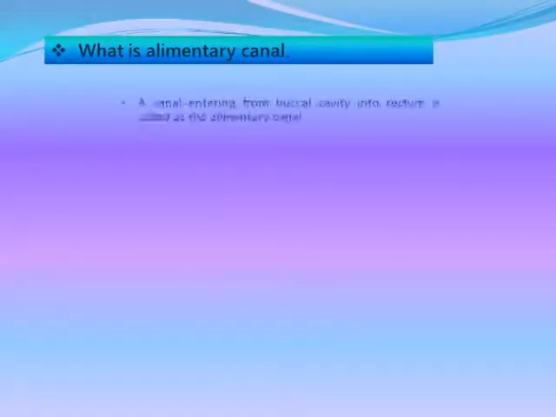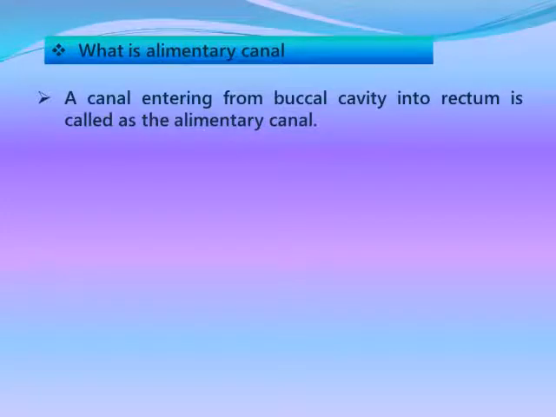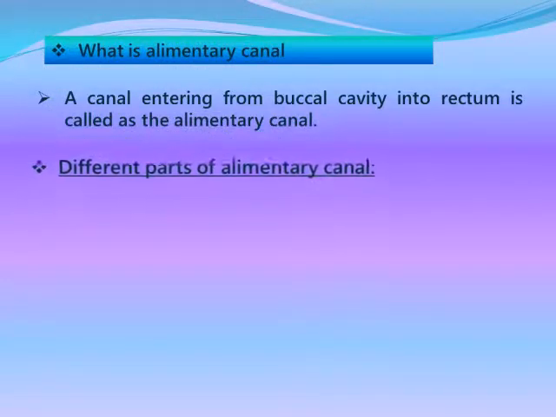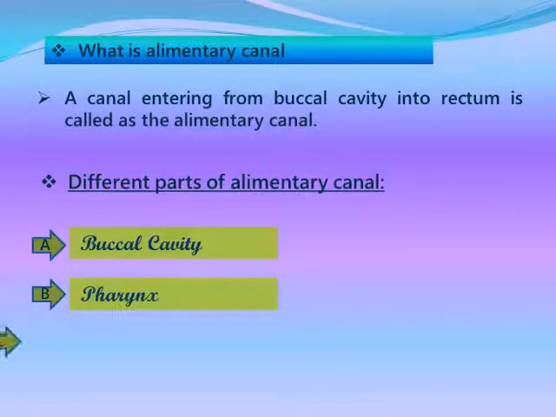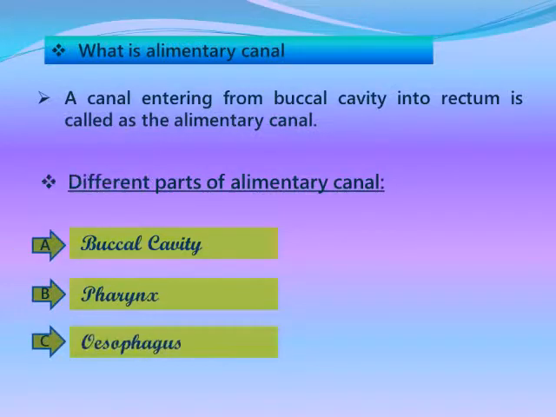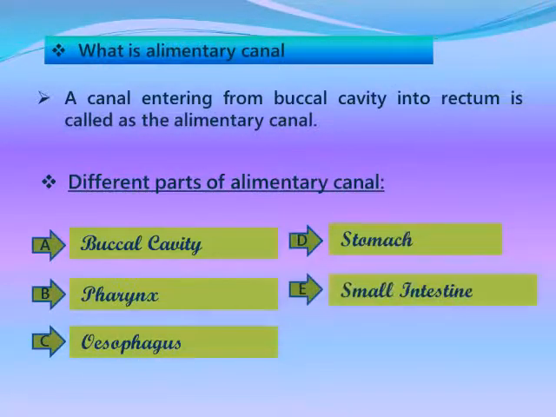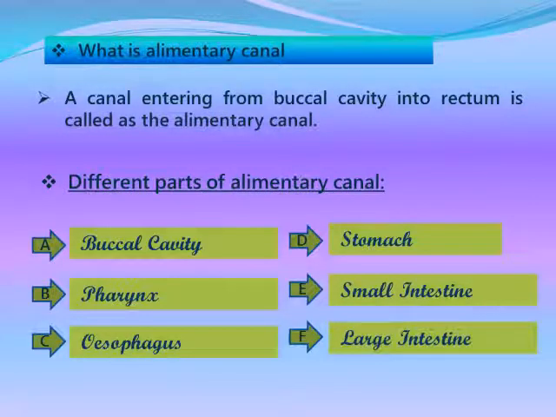What is alimentary canal? A canal extending from buccal cavity into rectum is called the alimentary canal. Different parts of alimentary canal: at first, buccal cavity, then pharynx, then esophagus, stomach, small intestine, large intestine. There are 6 organs.